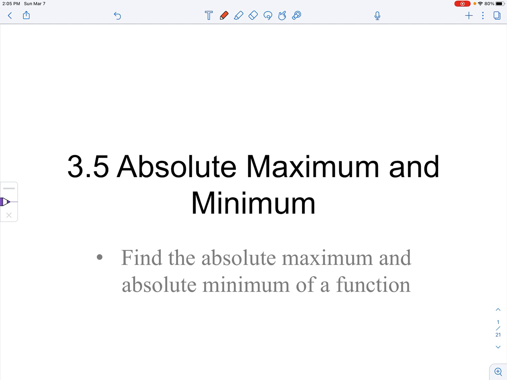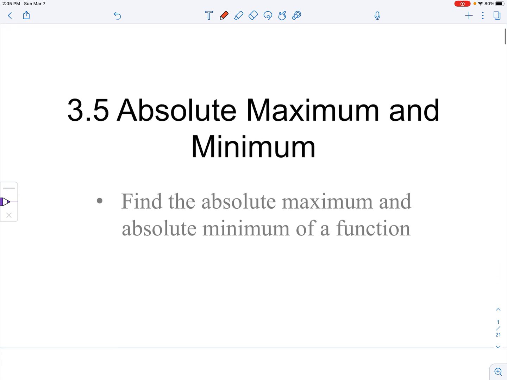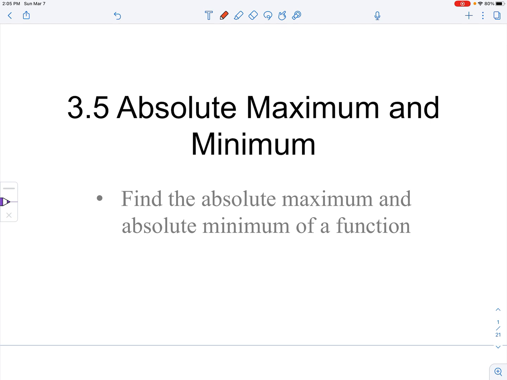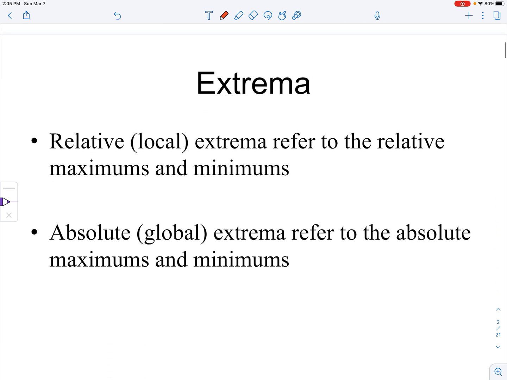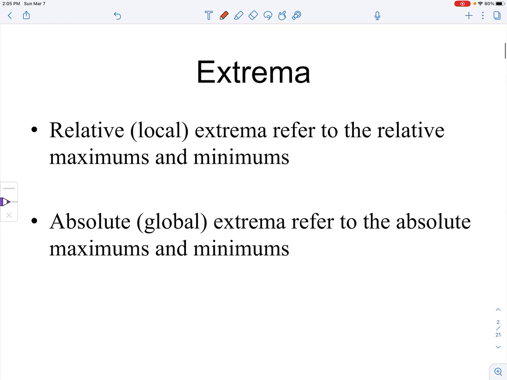Now, absolute extrema also have another name, which is global extrema. So global maximums, global minimums. And you should be familiar with both of those terms. So this entire section is going to be about finding global or absolute maximum and minimum values.